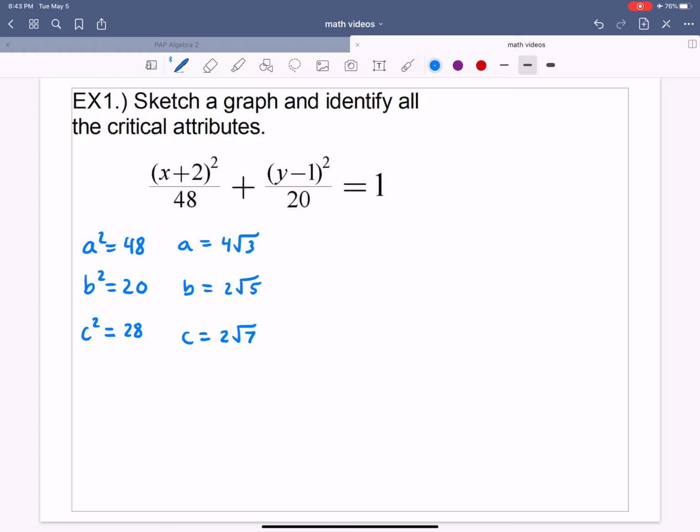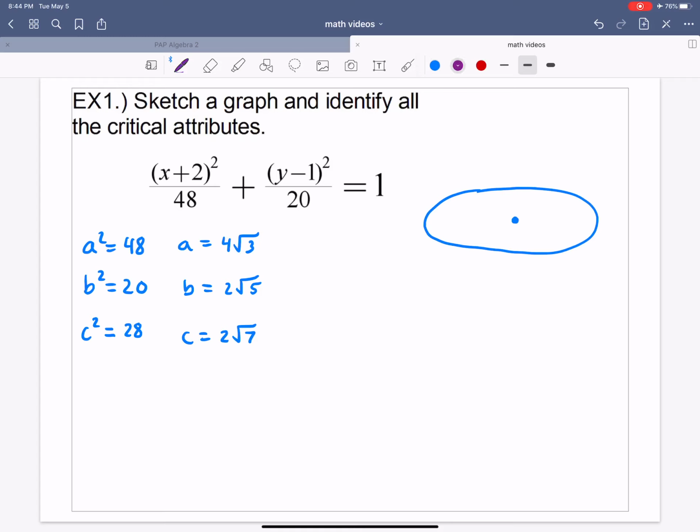So the next thing that we want to do is maybe draw a rough sketch of what this graph is going to look like. Now remember, on the last page I told you that you find the larger of the two denominators and then you look and see which variable is in the top. That variable is x. So what that means is we're going to have a horizontal ellipse that looks something like this, okay? Now, having the picture is going to help you remember what to do here.